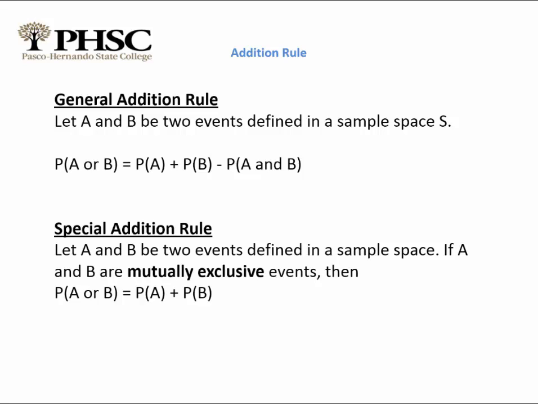Is it a queen? Queen of hearts, which is a queen and hearts, right? So the queen of hearts, it's both of those together. So that would be the P of A and B. Now in this case, we're looking at P of A or B.